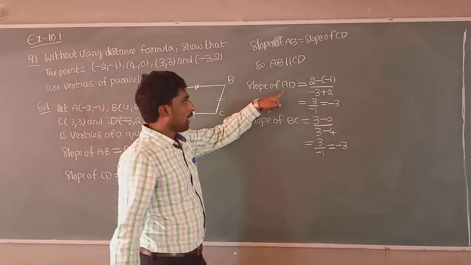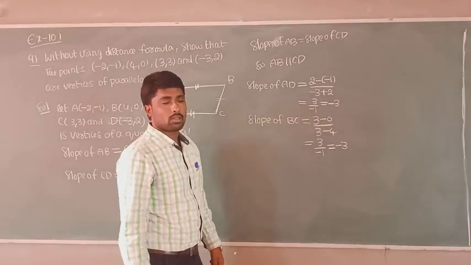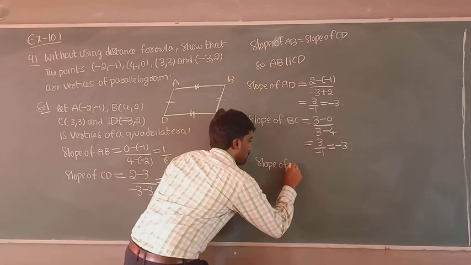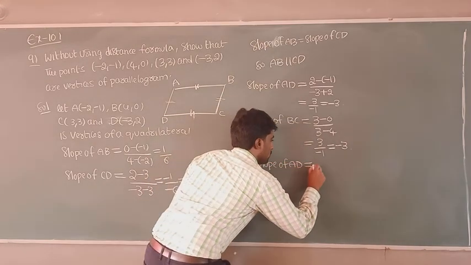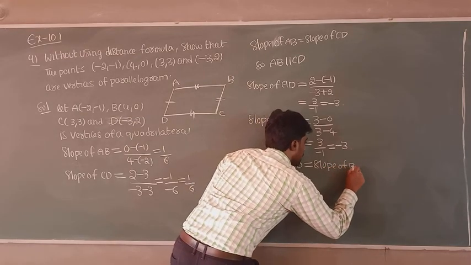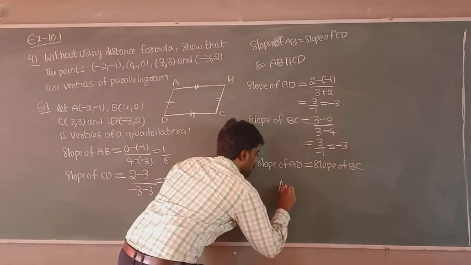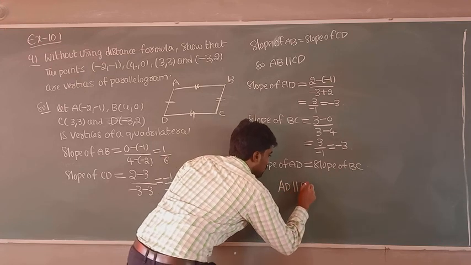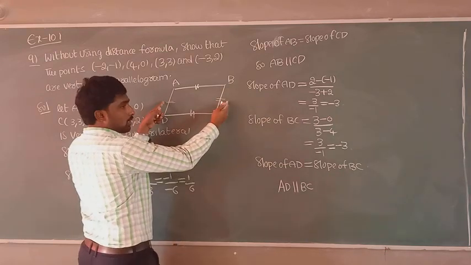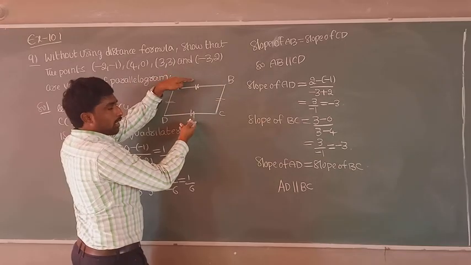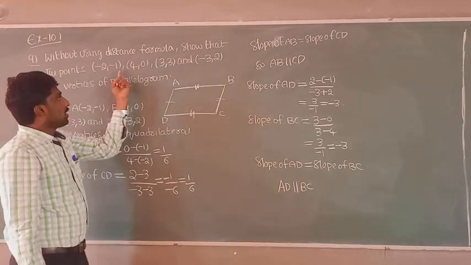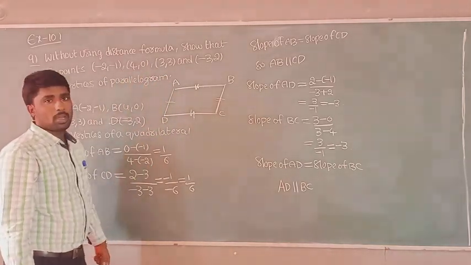Now the slope of AD equals the slope of BC. So the AD line is parallel to BC. I proved the slopes of these two lines are equal. Then these points are the vertices of a parallelogram.